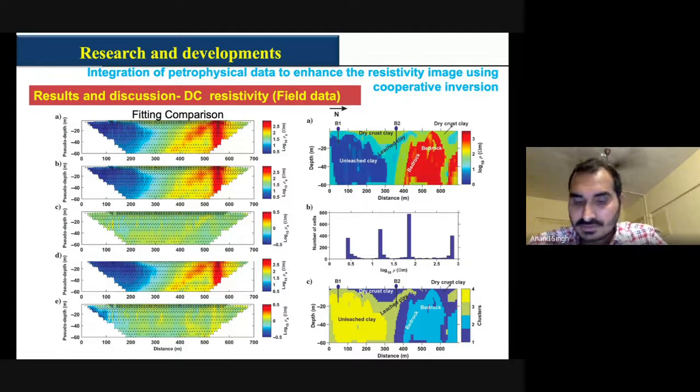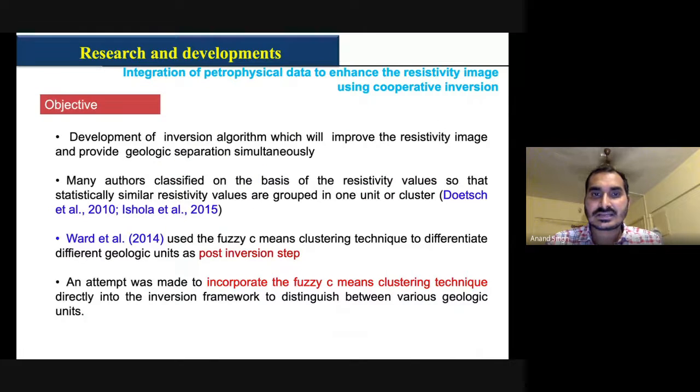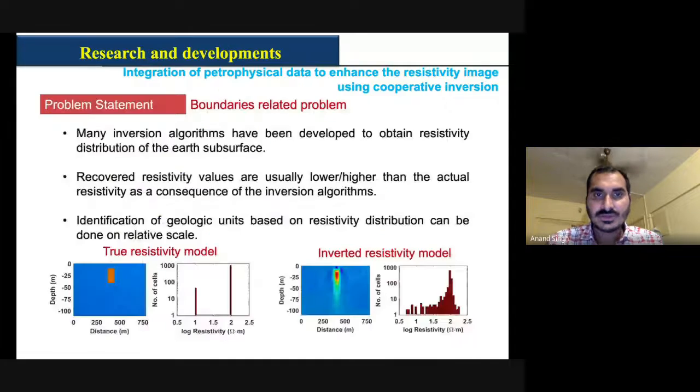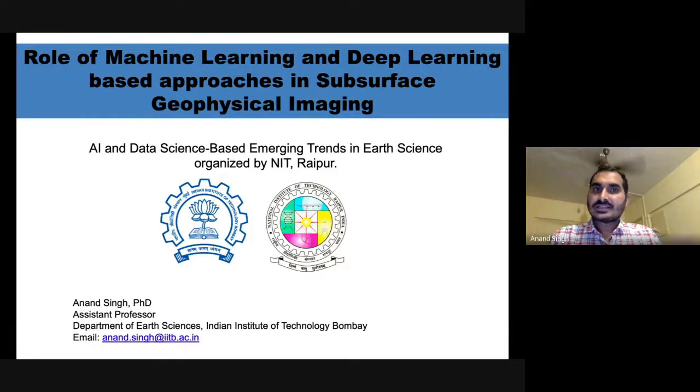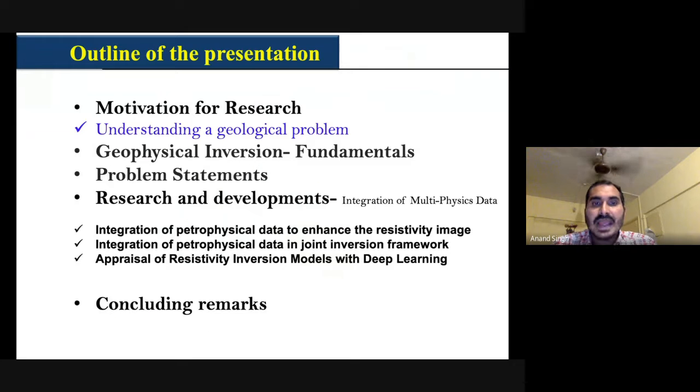So far, whatever we have discussed, let us briefly summarize so that we keep the momentum. So let me quickly start. Today we are discussing the role of machine learning and deep learning in improving geophysical subsurface imaging. Our main idea is very simple: how we are going to utilize these advanced interpretation algorithms to improve our subsurface imaging.